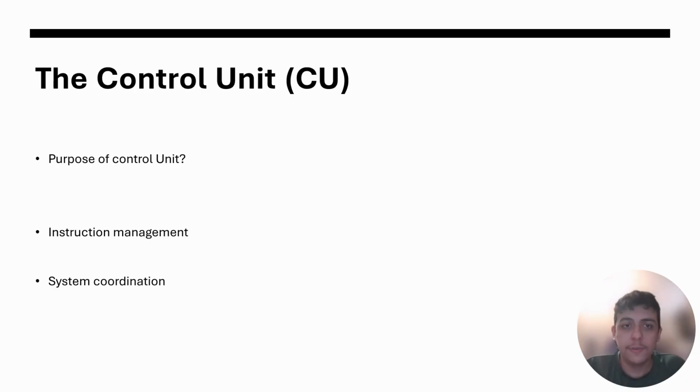So now we have the control unit, CU for short. This is basically responsible for directing the operation of the CPU. Its primary function is to manage the execution of instructions. It does that by retrieving them from the memory and then interpreting what actions need to be performed. The control unit also does not perform the calculations by itself, but instead it coordinates the actions of other components within the processor.